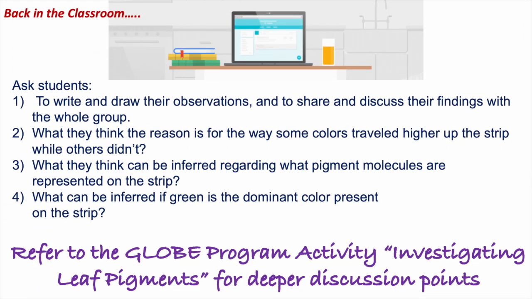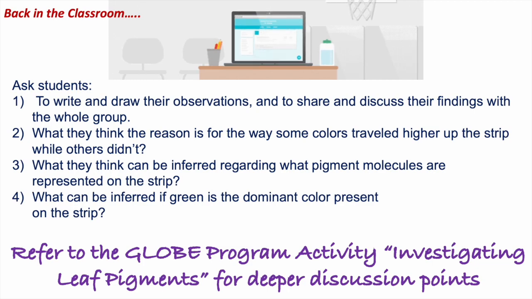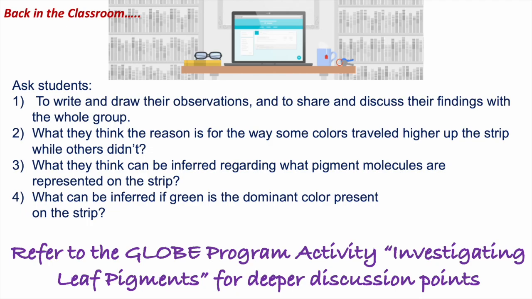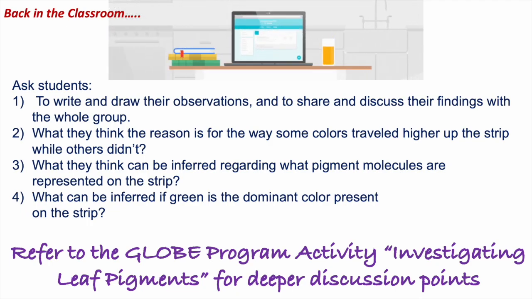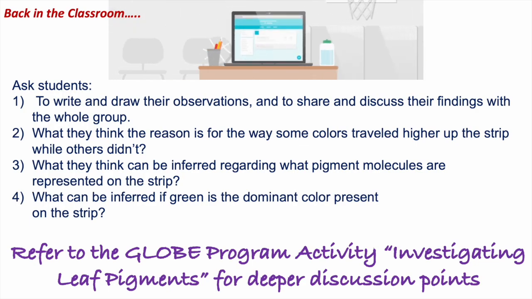Finally, back in the classroom, ask students to write and draw their observations, and to share and discuss their findings with the whole group. And finally, get them to discuss the following points. What they think the reason is for the way some colors traveled higher up the strip while others didn't. What can be inferred regarding what pigment molecules are represented on the strip.